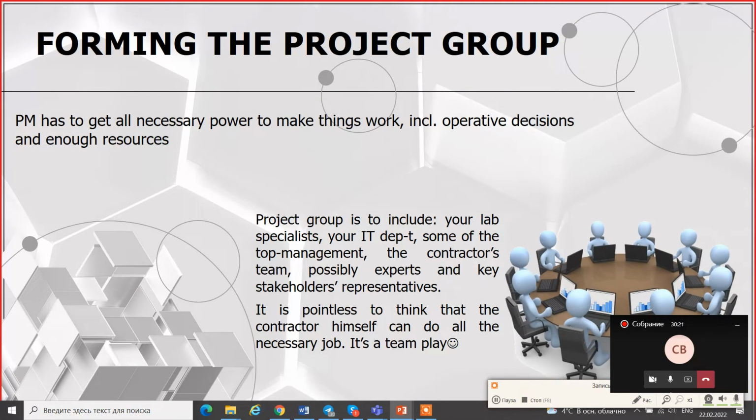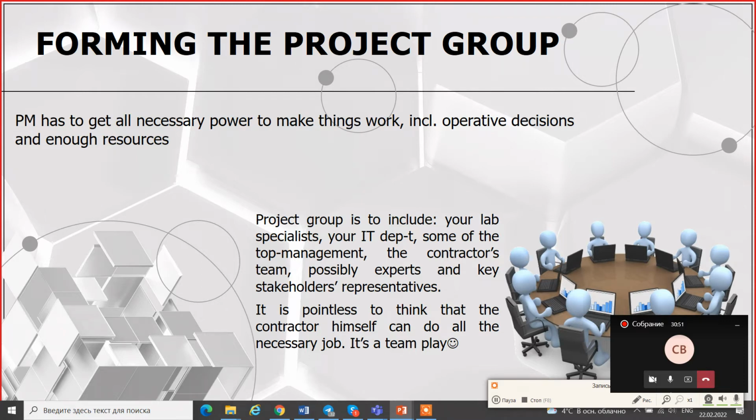Forming the project group. It's a very, very interesting stage because you have to choose the right person to be your project manager. They have to have a lot of authority, they have to have a budget, they have to have obligations, of course, and they are to be able to perform the work you gave to them.